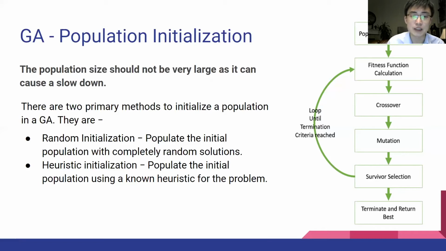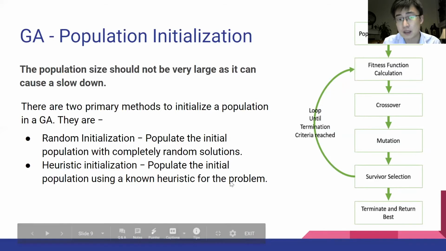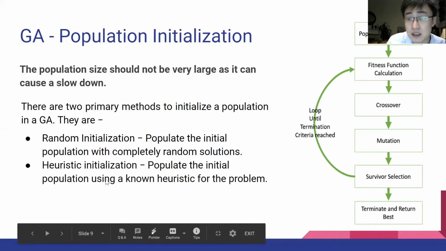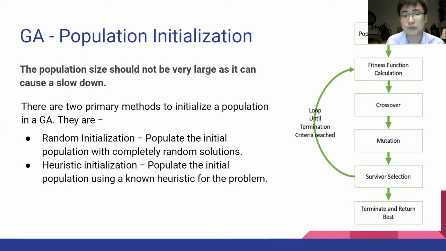Random initialization populates the initial population with completely random solutions. The other one populates the initial population using a known heuristic for the problem. But there is a problem, right? When you use heuristic initialization for all the chromosomes of the population, each of the chromosomes will be really similar. It may cause premature convergence. This is not good, it will impact the final optimal solution.